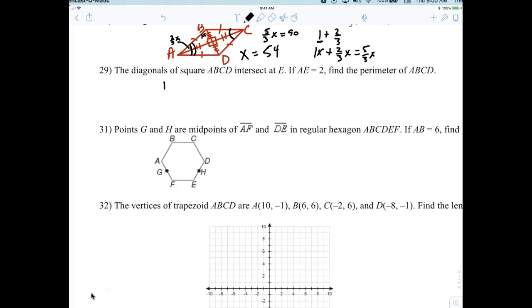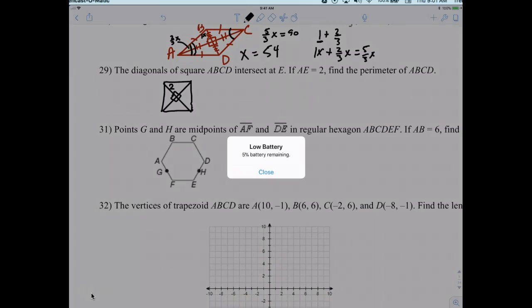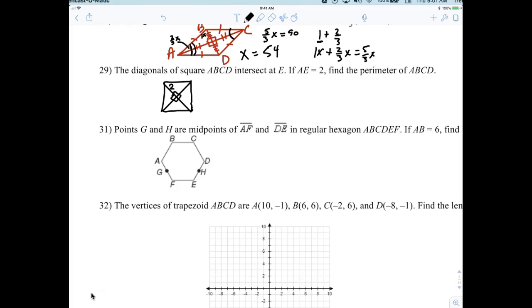Drawing your square, now if you draw in your diagonals, what looks true about the diagonals? They bisect each other. Exactly correct. The diagonals are equal and they bisect each other, so all of the triangles there are congruent. If AE is 2, then this right here is 2. Does everybody agree with that?